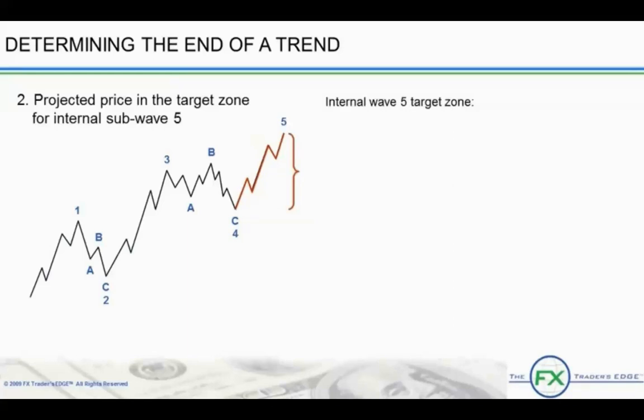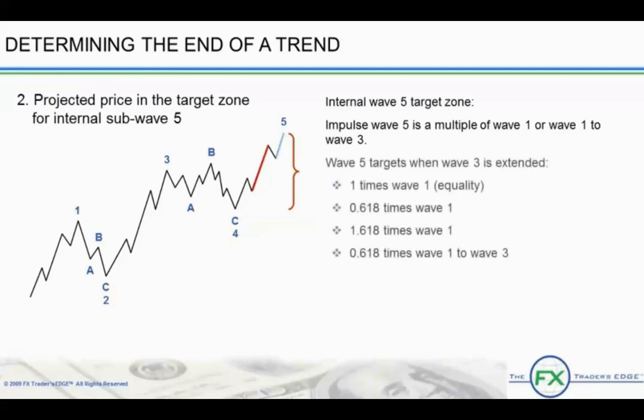We do that in the same way as described in the previous slide. Again, the impulse subwave 5 of wave 5 is a multiple of subwave 1, or subwave 1 to subwave 3. When subwave 3 is extended, meaning that it has traveled further than 1.618 times the length of subwave 1, it means that subwave 5 will not likely be extended.